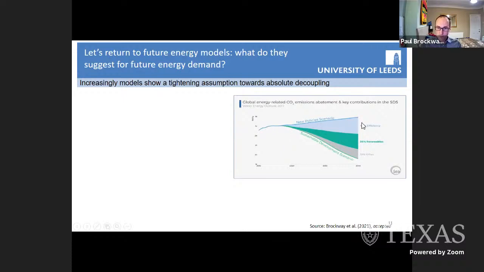So go back to our plot that we had before, where we had energy going up, or in this case, CO2 emissions going up. We have lots of efficiency, renewables, and then the other kind of sector of dials. And so what about energy models? What do they suggest is going to be happening in the future?